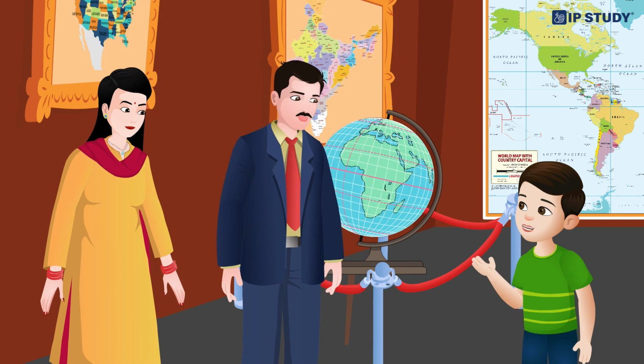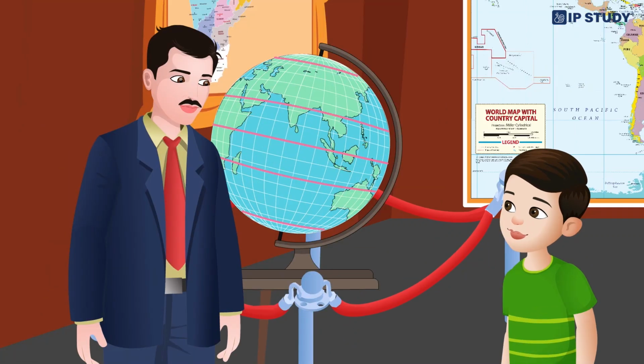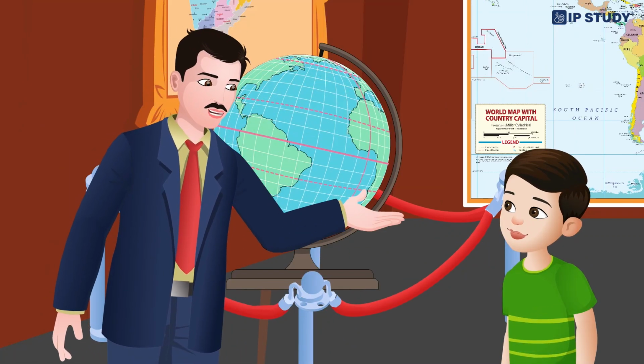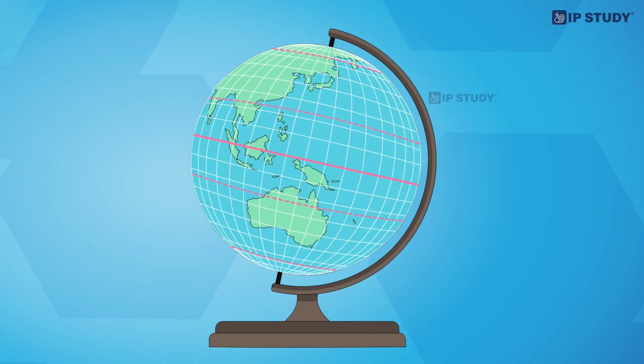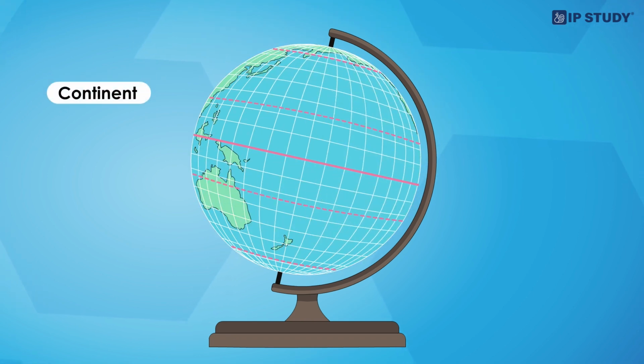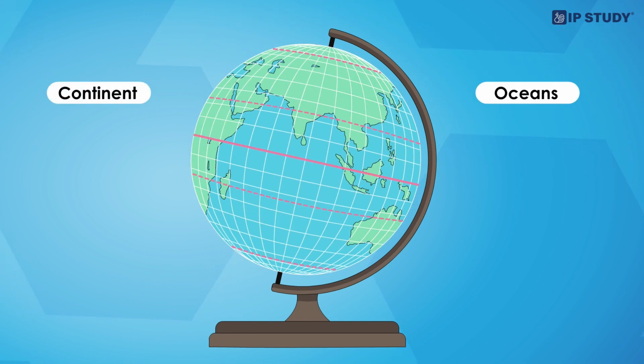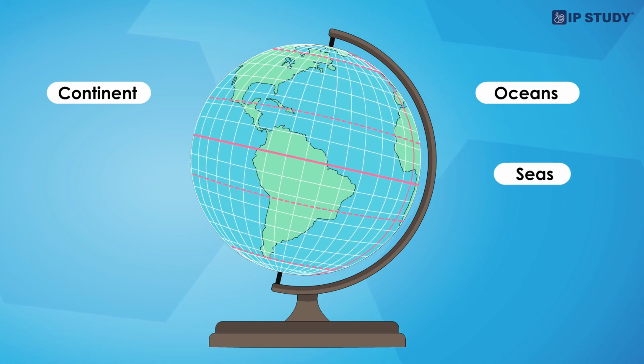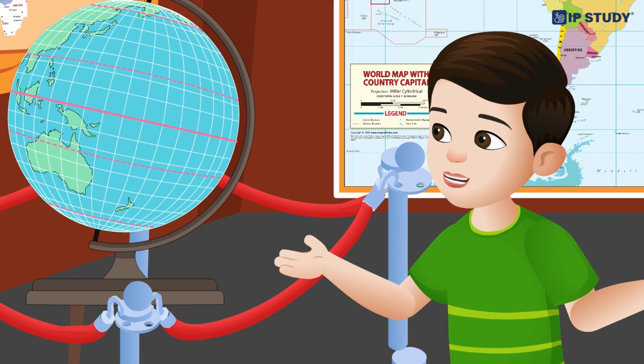Dad, what does the globe show us? A globe is a round model of the Earth. It shows us the different places of the Earth, such as continents, countries, oceans, seas, and so on. It looks just like the Earth.